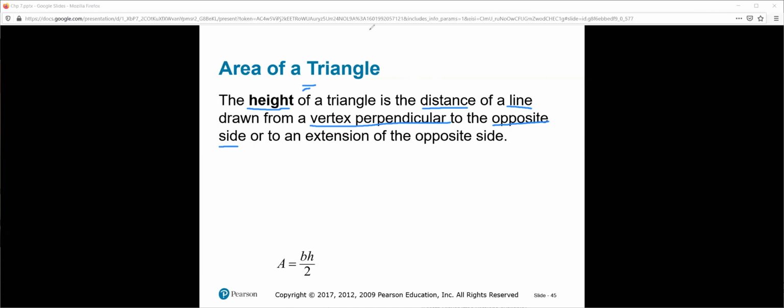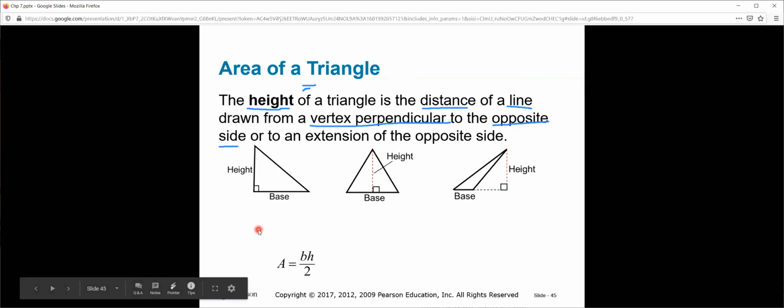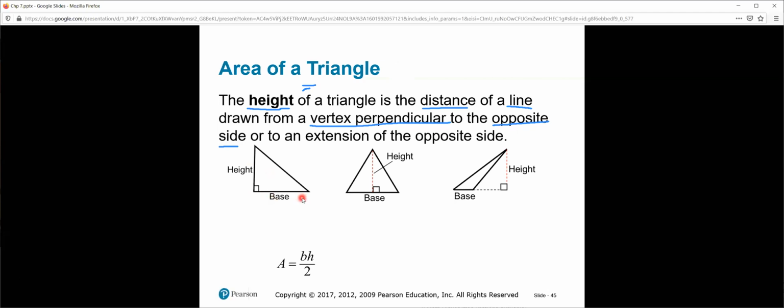If we look at a triangle, maybe this will make a bit more sense. The height is the tall part of the triangle. The base would be what the triangle is sitting on. Cool. So the height of the triangle is the distance of a line drawn from a vertex. In this case, the vertex is right here, or right here, to the opposite side. The opposite side is up here. Or in this case, we're going to have to extrapolate, which is the point of the or. And that gives us how tall the triangle is.